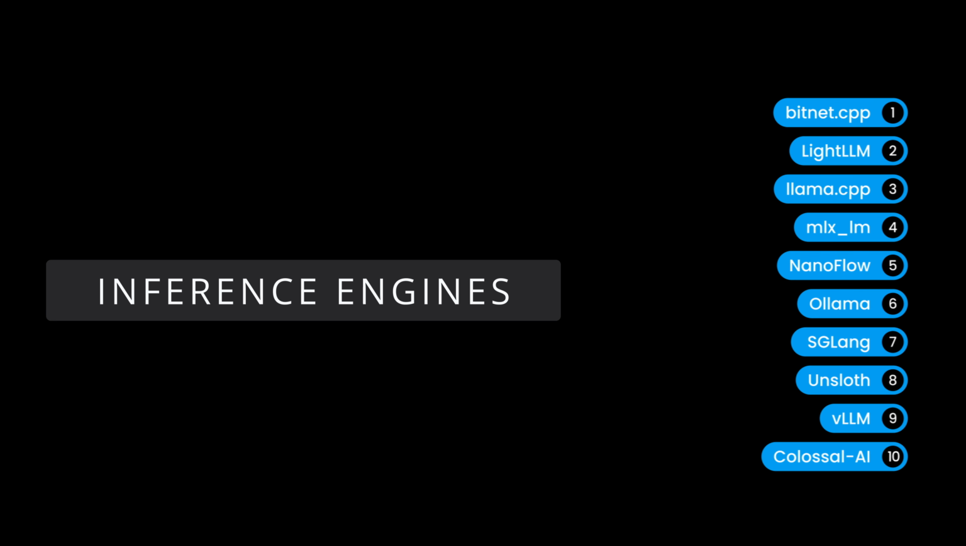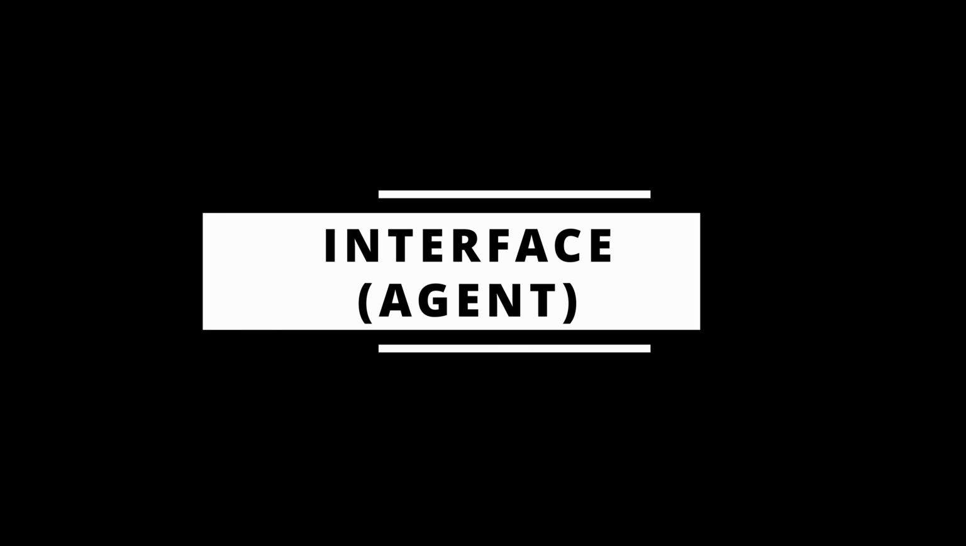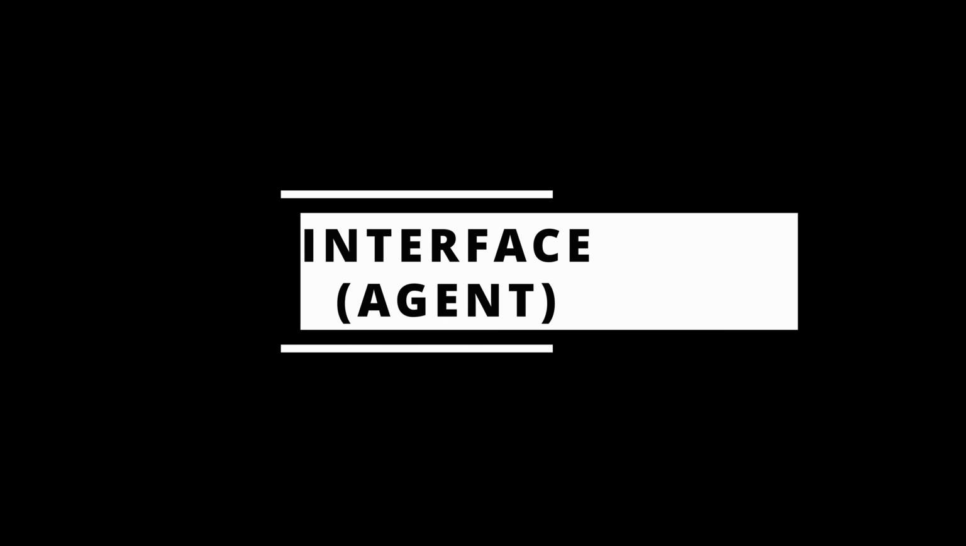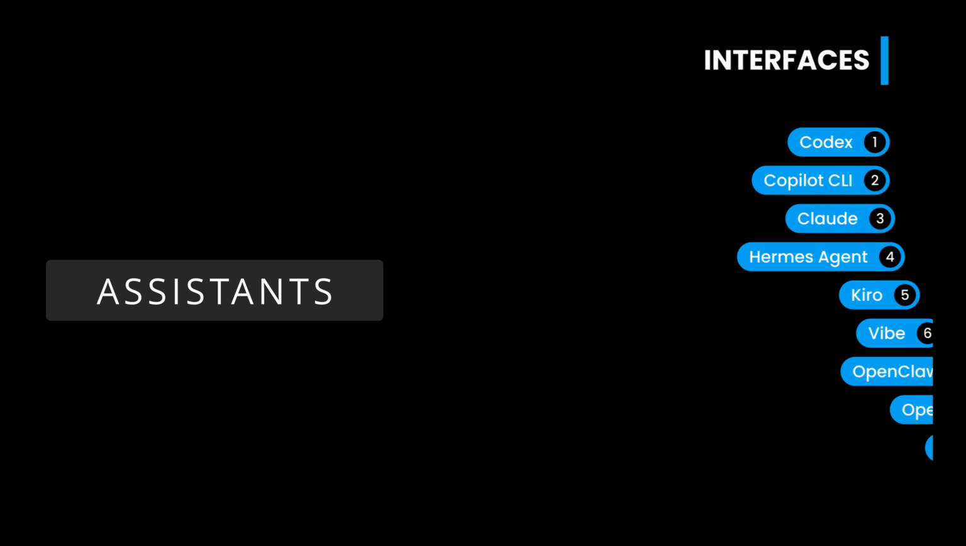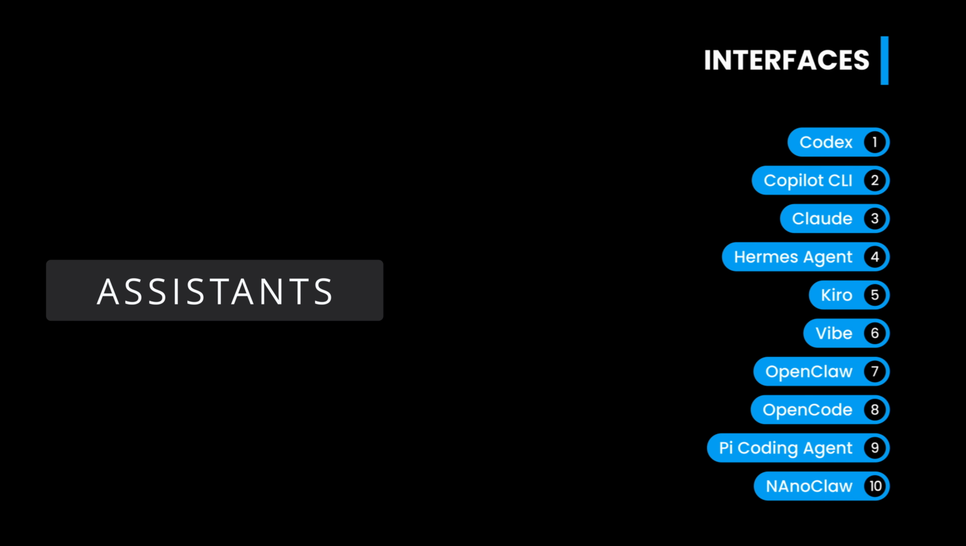Ollama and Jan have built in inference engines, but there are many that are standalone, meaning they have no graphical user interface. Then there are interfaces, sometimes called assistants or agents. These are combinations of tools that need to be connected to an inference engine API. Some of the more popular interfaces are Claude, OpenClaw, and Hermes.